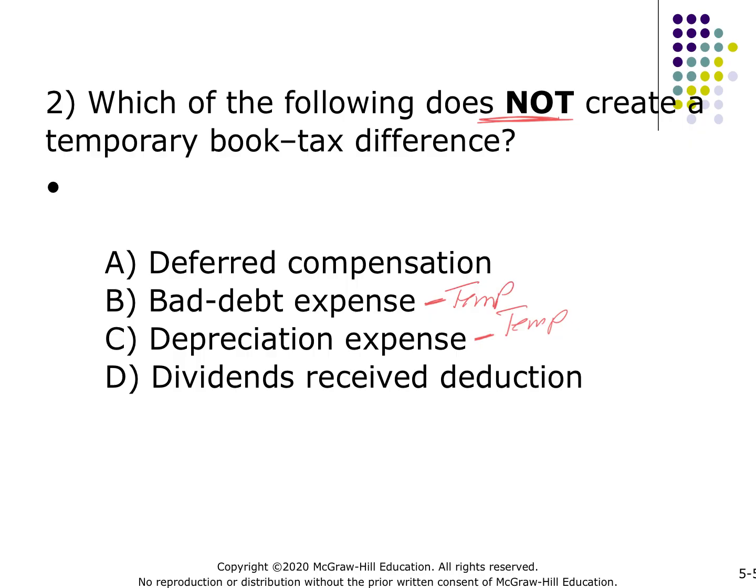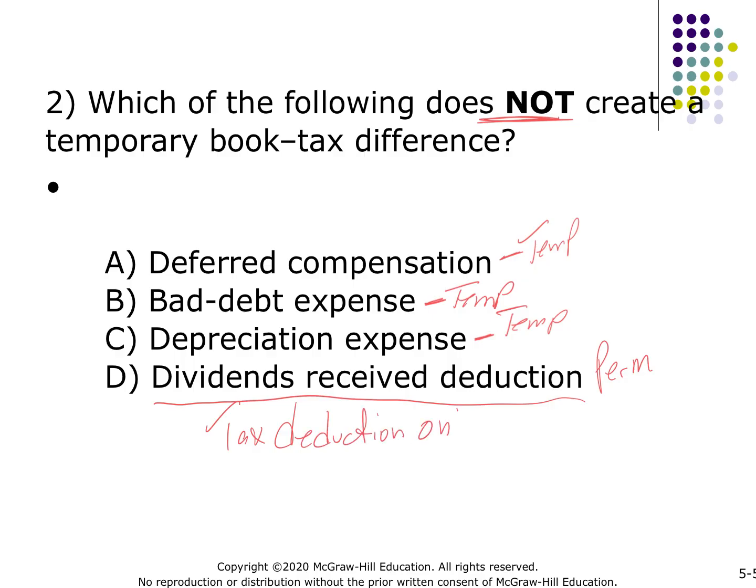Deferred compensation. What is deferred compensation? It is compensation that I'm going to earn later. It's something that I will be paid later. So that is temporary in nature. This dividends received deduction is permanent. It is a tax deduction only. Therefore, it is the source of a permanent and favorable book tax difference.